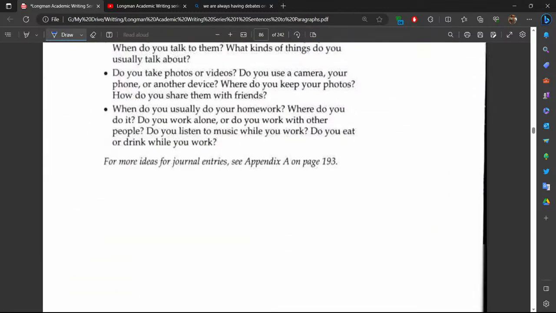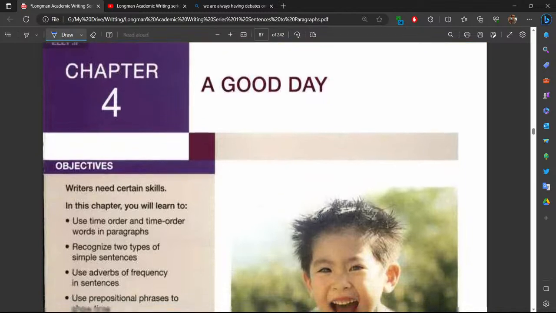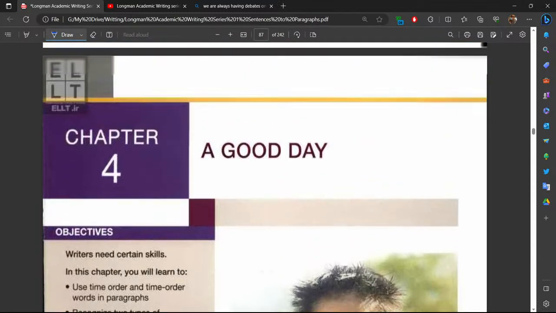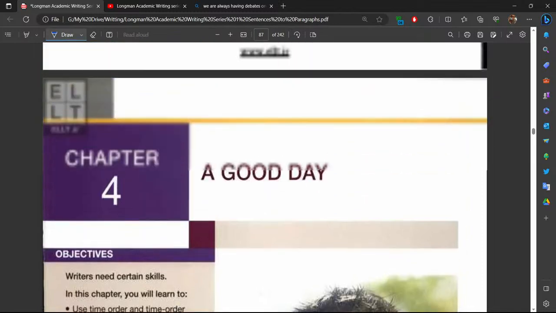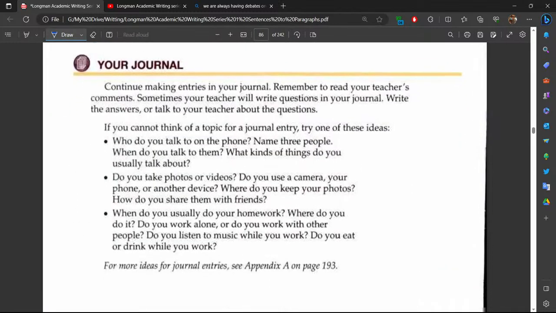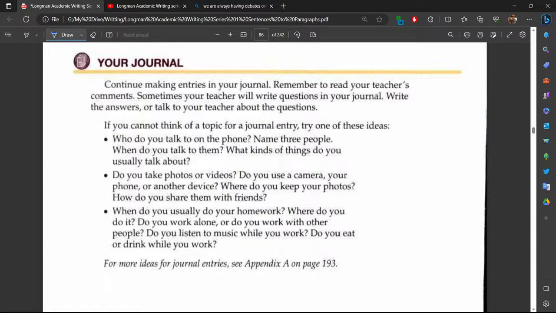Next class we will begin a good day. Continue making entries in your journal. Remember to read your teacher's comments. Sometimes your teacher will write questions in your journal. Write the answers or talk to your teacher about the questions. If you cannot think of a topic for a journal entry, try one of these ideas.